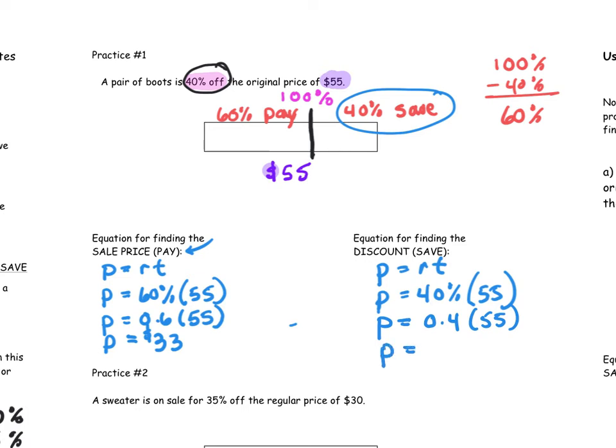So the part that I would save would be $22. And you may have noticed that these two should add up to our total, just like 60 and 40% add up to 100%. So what I'd like you to do is pause and try practice 2. Do exactly what we did for practice 1 in our example, and then go back and play this video to see if it's correct.